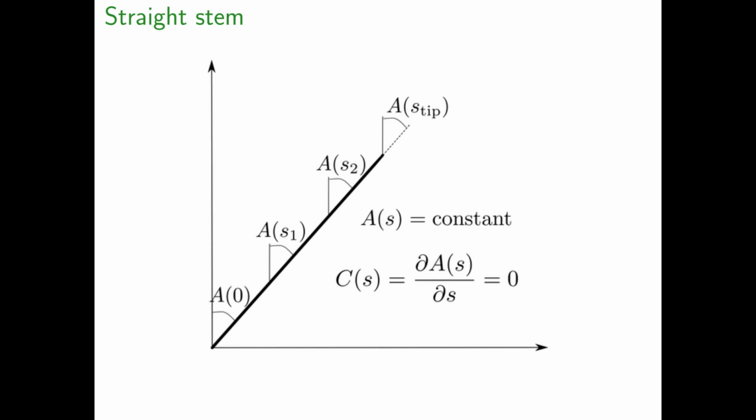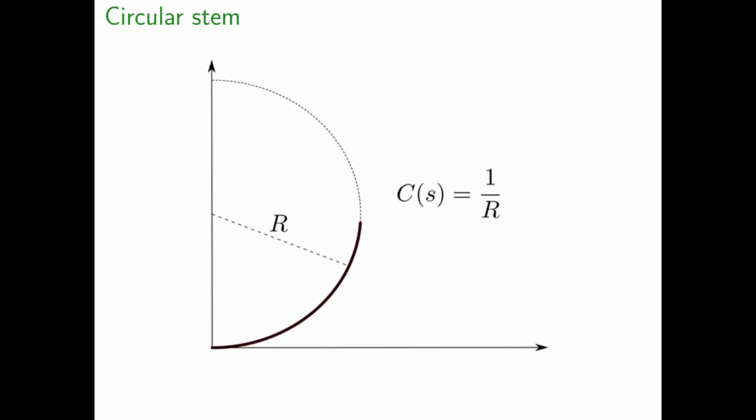For a straight stem, the inclination angle is uniform, and therefore the curvature is null. If the stem sits along a circle, the rate of angle change is uniform, and therefore the curvature is also uniform. It is equal to the inverse of the circle radius. Unlike angles, the curvature does not depend on the reference frame. In addition, the curvature does not depend on the length of the organ.